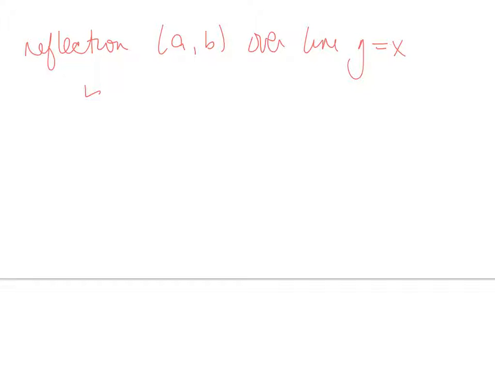So I can say for any point, a reflection of any point, A, B, over a line y equals x is point B, A.